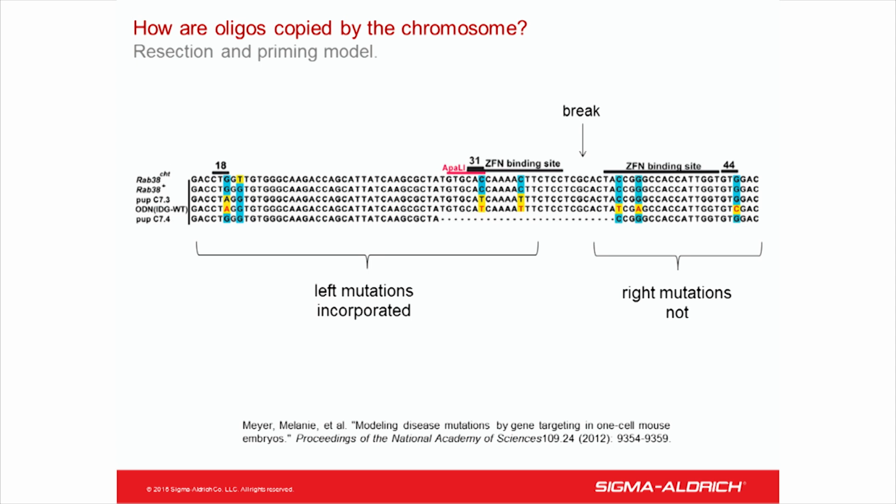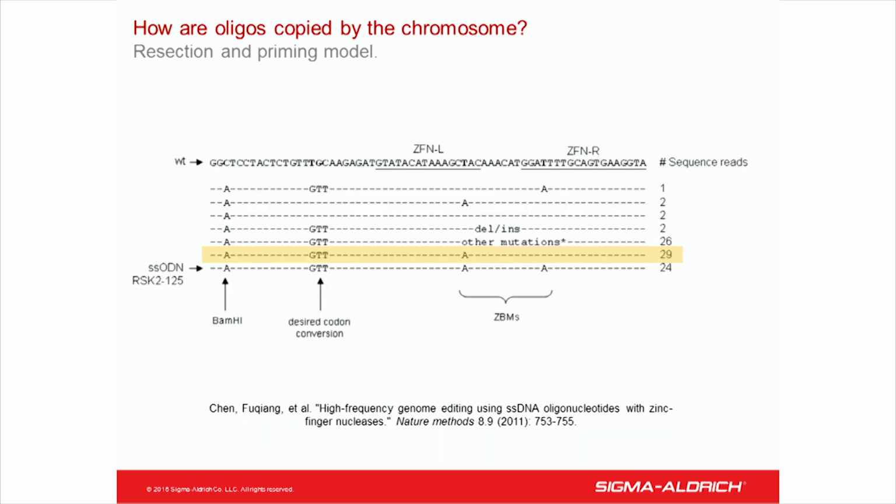And what you can see, if you look at PUP C7.3, you can see that everything to the right over here was not incorporated, but everything to the left, all those mutations made it into the PUP. So that agrees with some of this data that we saw as well. And when we think about it this way, all that makes sense. But as I said, there are some exceptions to that.